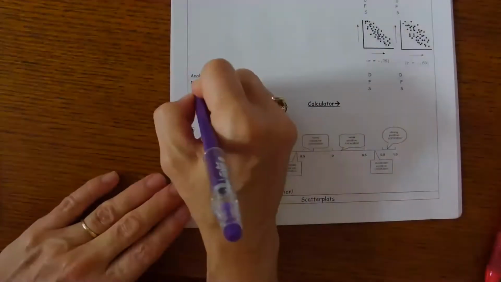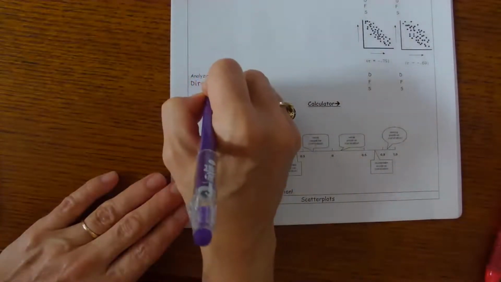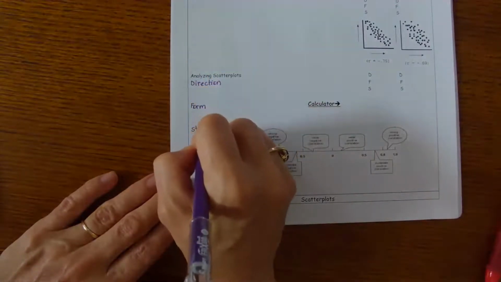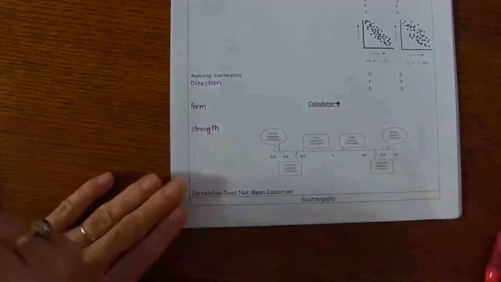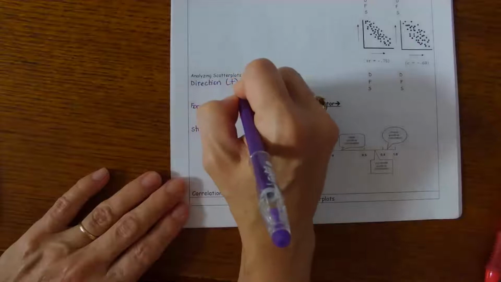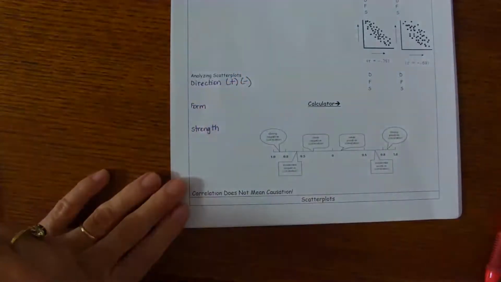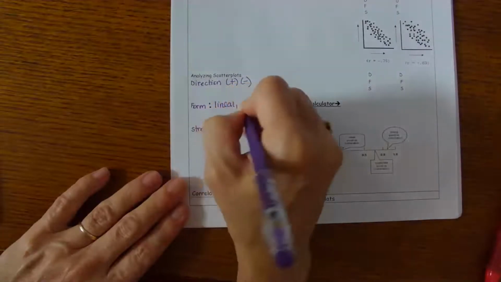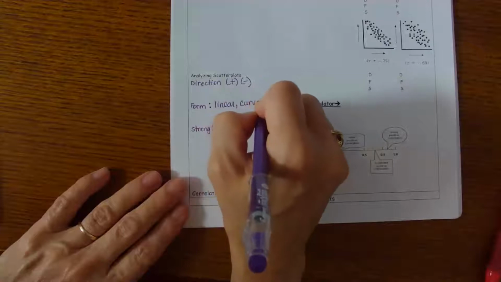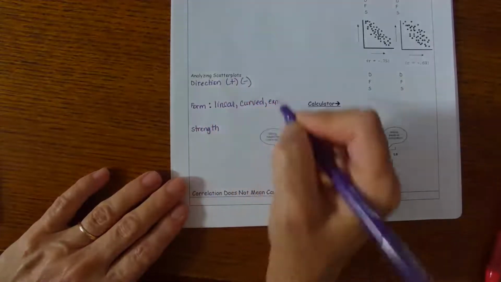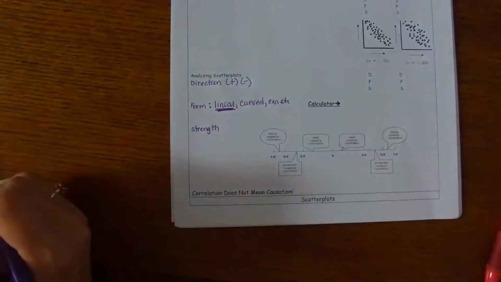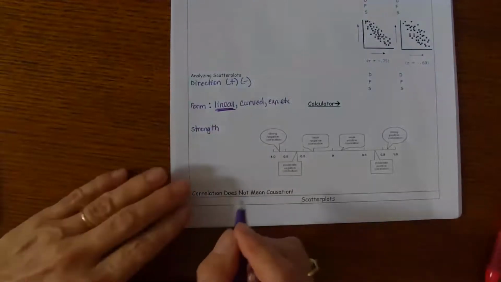So we always want to look at the direction, the form, and the strength. Direction, positive or negative, right? The form, linear, curved, exponential, etc. We're really interested in linear right now. That's what our focus is. And then strength. Now, how do I describe strength?